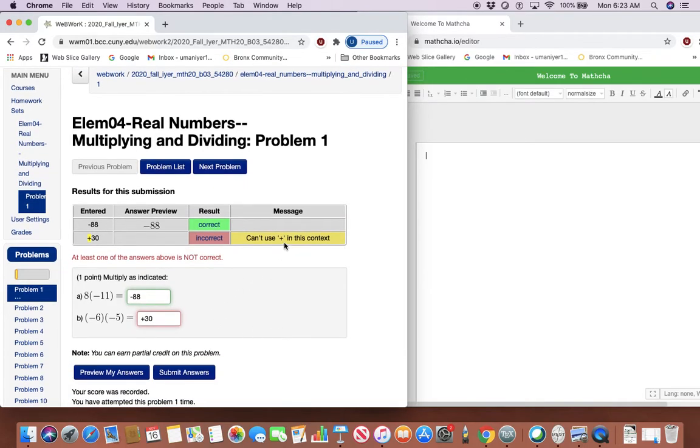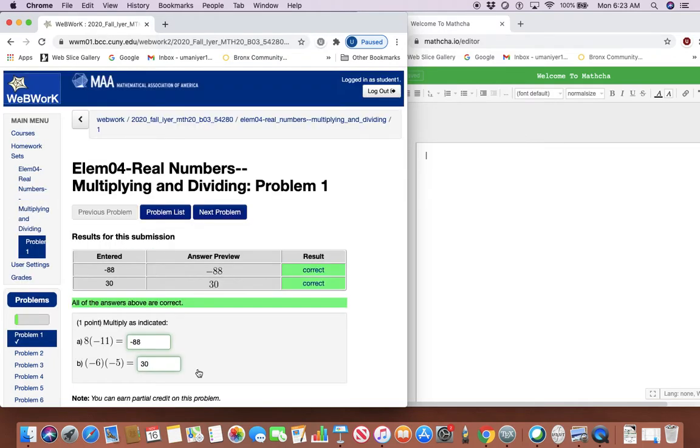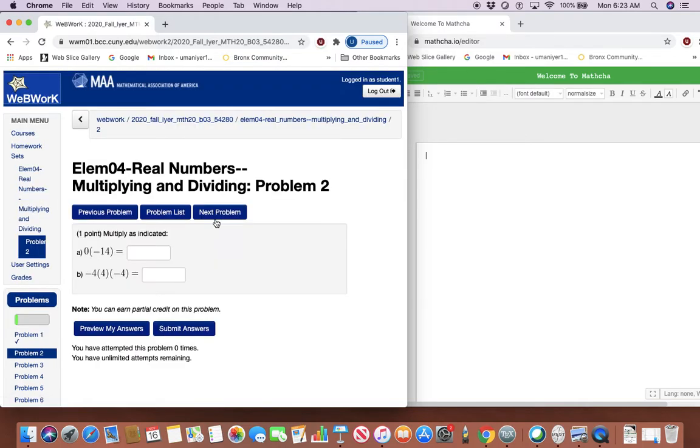Okay. They don't want us to use plus. They just want us to leave the answer as it is. Multiply. 0 times anything is 0. Now, negative 4 times 4 times negative 4. Two negatives make a positive. 4 times 4 is 16 times 4 is 64. So positive 64.